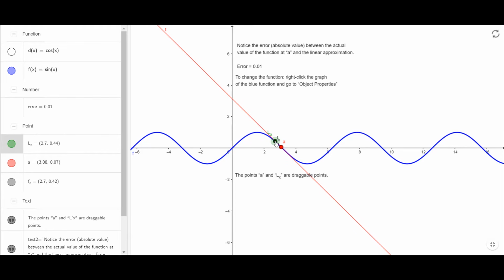But as we move away from this point A, the error increases and we will not be able to approximate well. So that's the main idea behind linear approximation, that we'll approximate the value of the function which is non-linear by using the equation of the tangent line at a given point A. And all those points that are near to this point A will be able to get a good approximation, but not for the points which are far away from this point A.